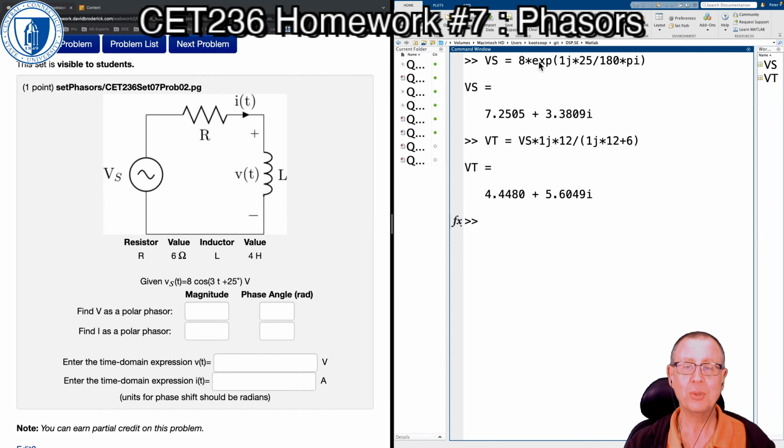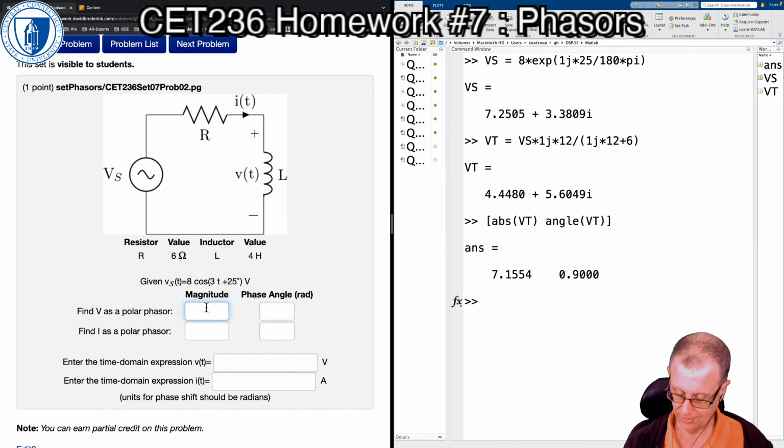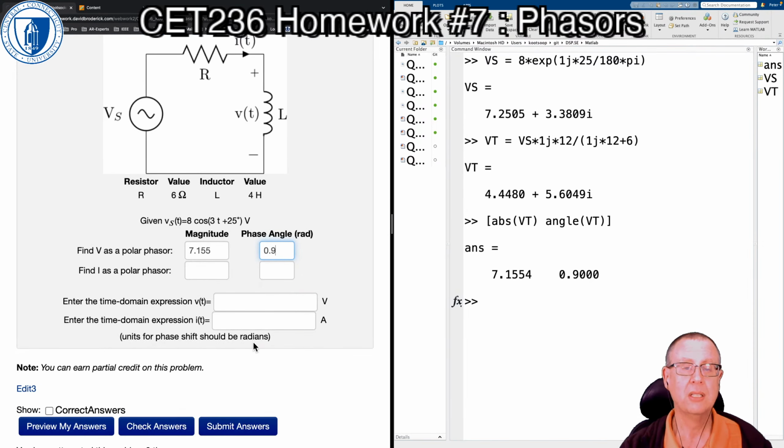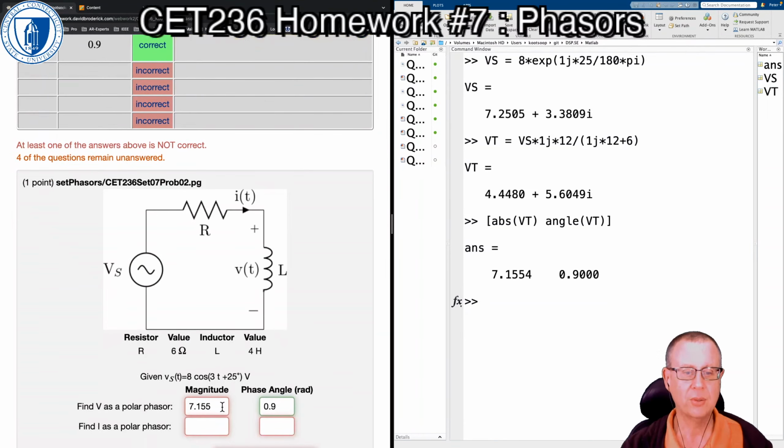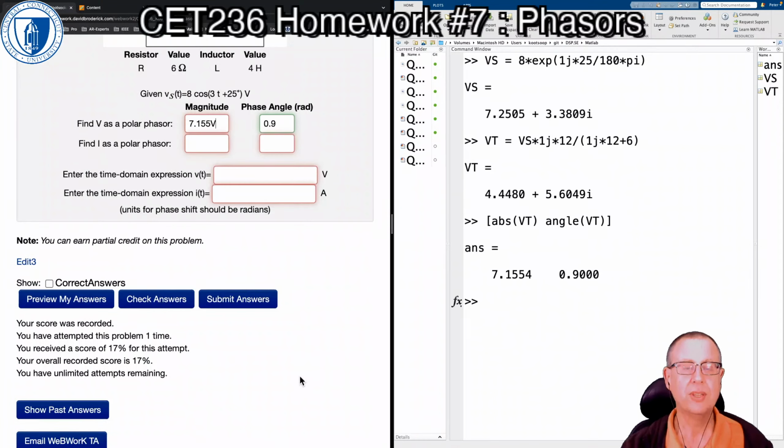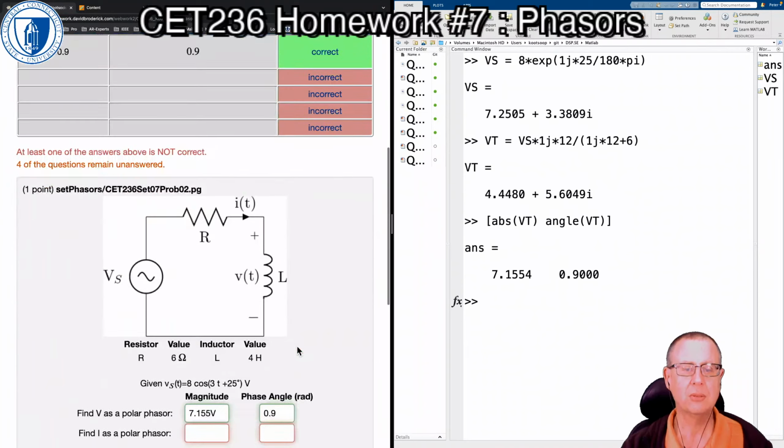And that's not a phasor, that's in rectangular coordinates, so I need to have the absolute value and the angle, and it's asking for the angle in radians, so I should be good there. So that should be 7.155 magnitude and 0.9, let's make it 0.9, and let's see if that works. Oh, I don't have units, so I probably need a voltage there on my magnitude, and they're all good.